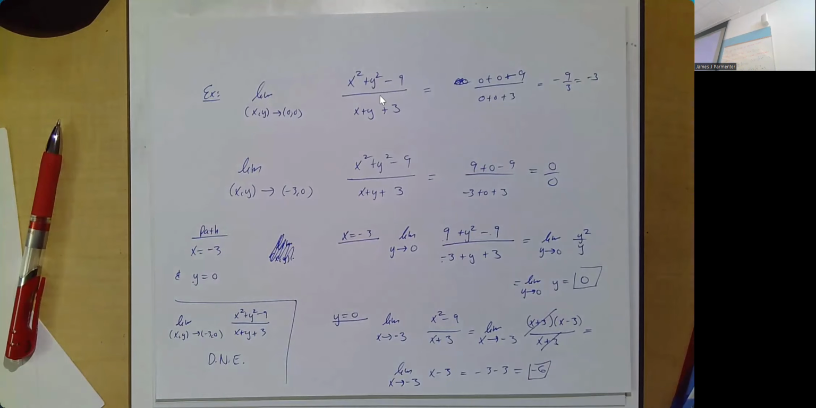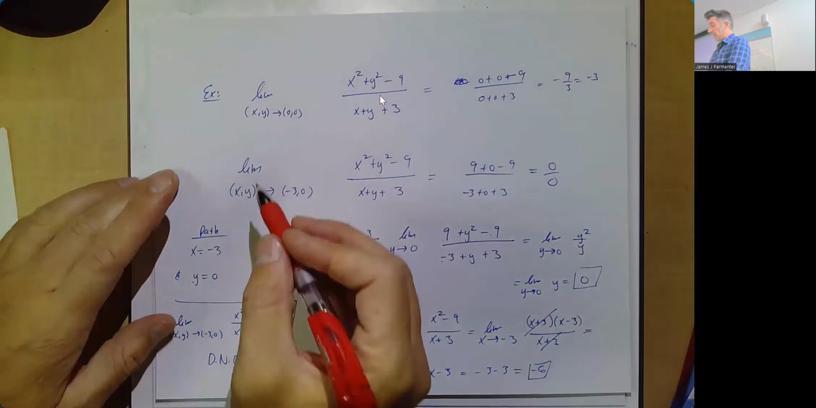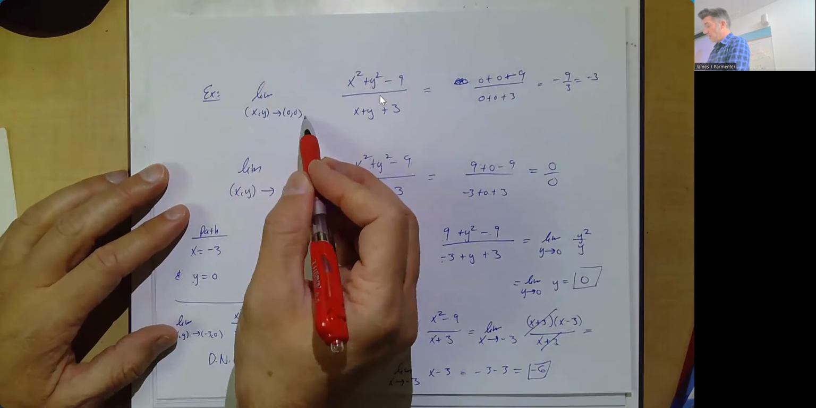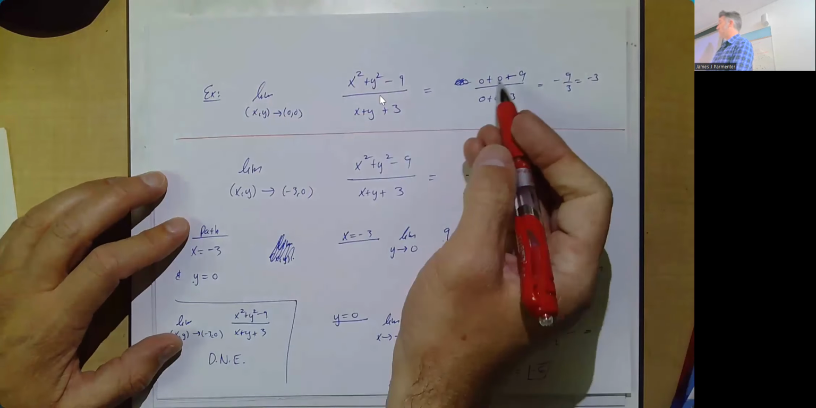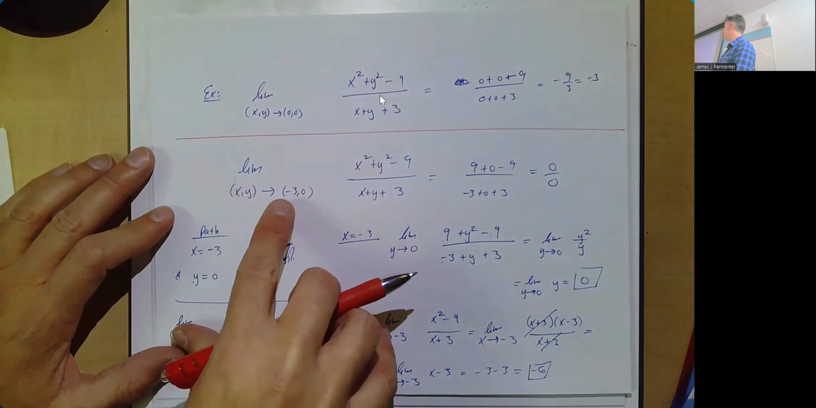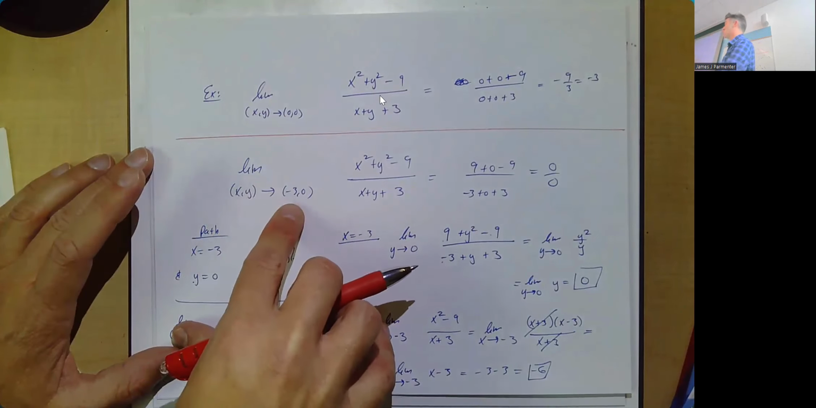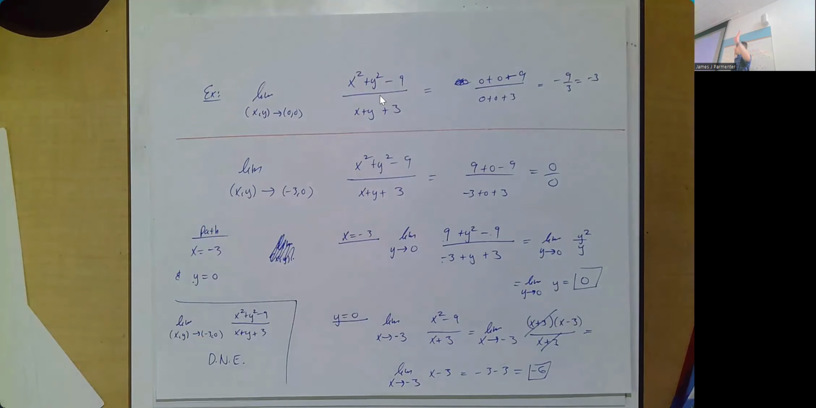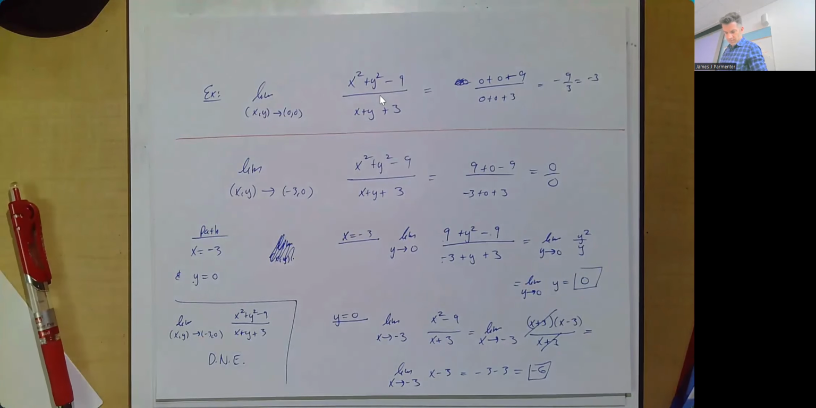Well, it was a different limit. So I did two different limits here. The first limit was as xy approaches 0/0. And that was easy. We plugged it in, we got -3. The second limit was as xy approaches a different point, -3, 0. So it's a totally different problem. Happened to be the same function, but a different limit altogether. Yeah, and I feel like all these just don't exist.